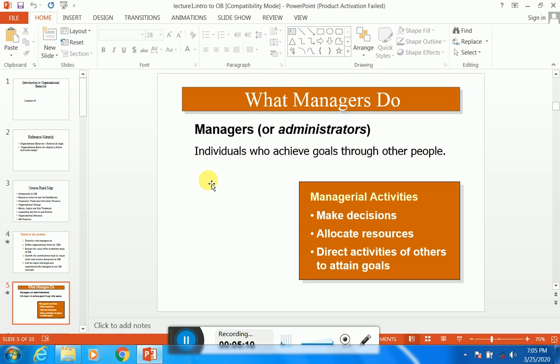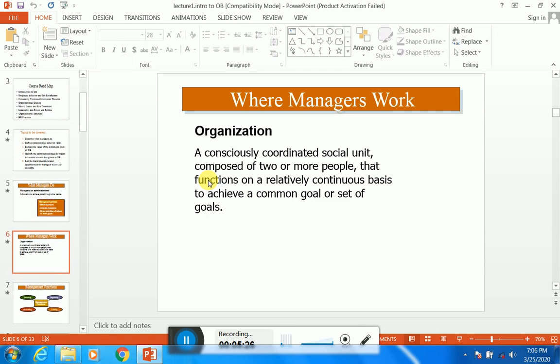What do managers do? Managers make decisions, allocate resources, and direct the activities of others to attain goals. Managers do their work in organizations. An organization is simply your platform. Organization is a platform where a variety of people come together and work together for the achievement of some specified goals.